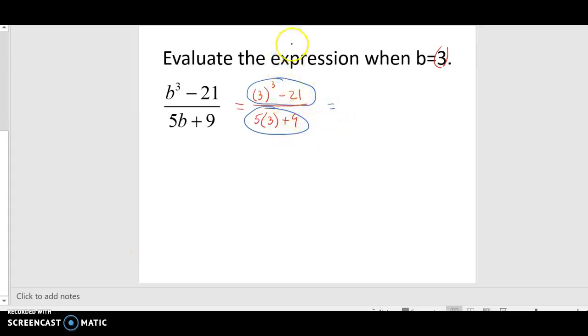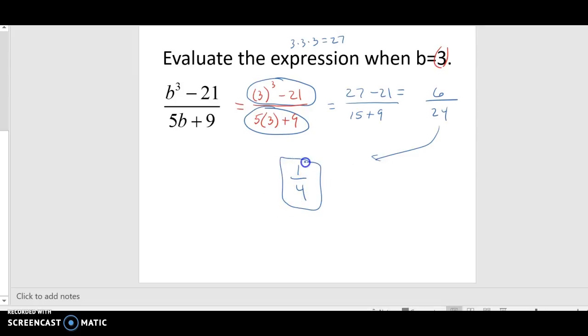So 3 to the third, what is 3 times 3 times 3? That will give us 27. 27 minus 21 would give you 6 over, here we have to do the multiplication first. 5 times 3 is 15. 15 plus 9 is 24. And if I go ahead and reduce that, 6 and 24 are both divisible by 6, which would give you 1/4.